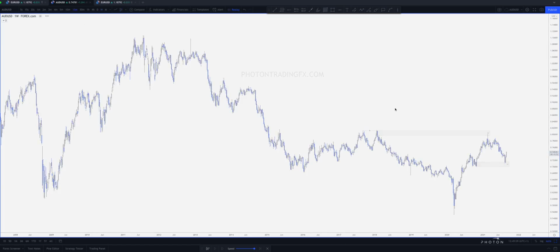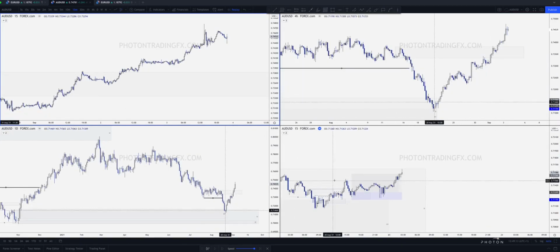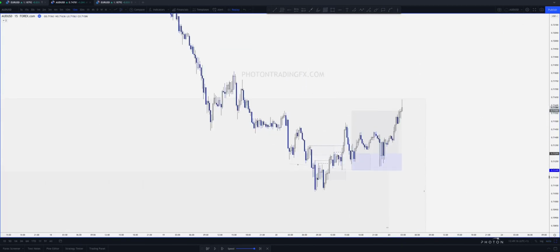So didn't mean to go that far. Head back to the M15. Done that on the wrong window. There we go, back here. Here we are. Right, okay.